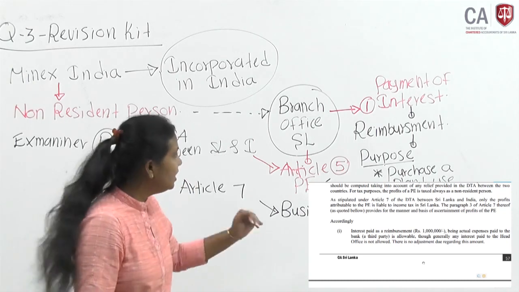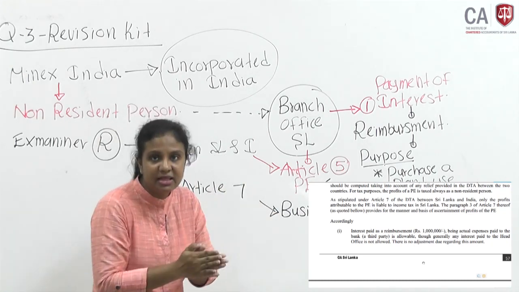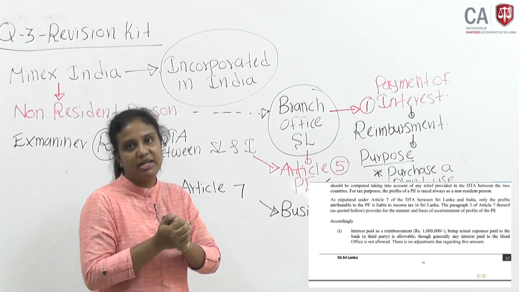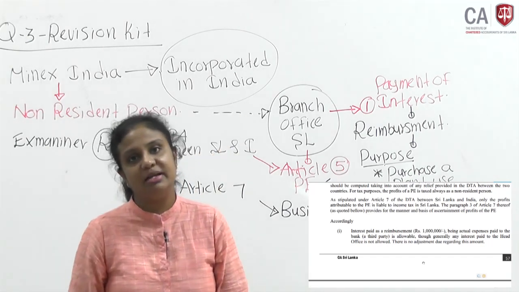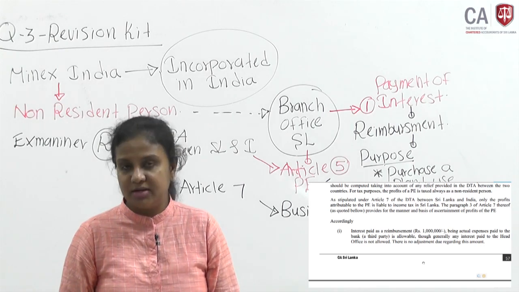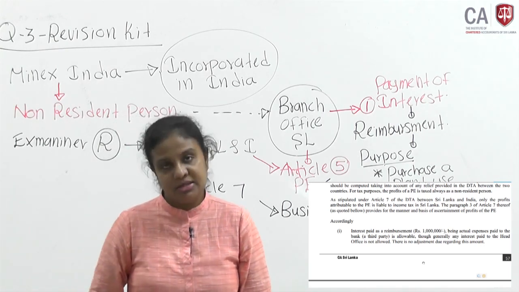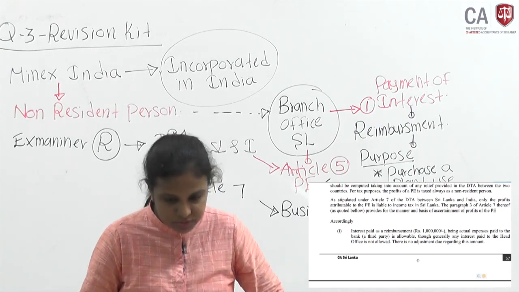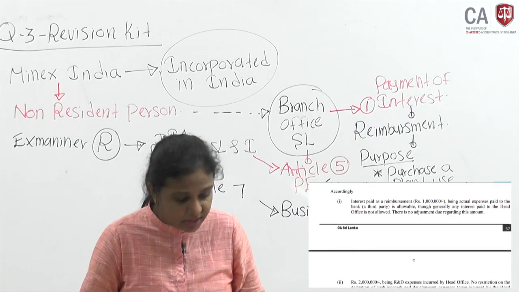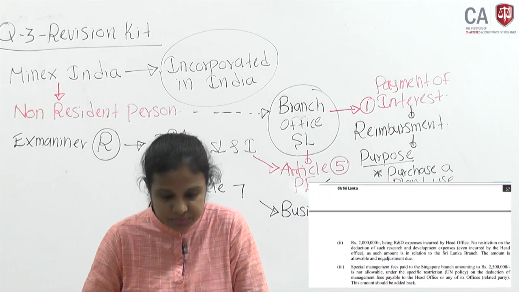But here, what? It's given other than the reimbursement of the actual expenditure. This is the reimbursement of the actual expenditure. Therefore, it should be deductible. I think it's clear. Okay. Now we will come to the Roman 2 part of the question.